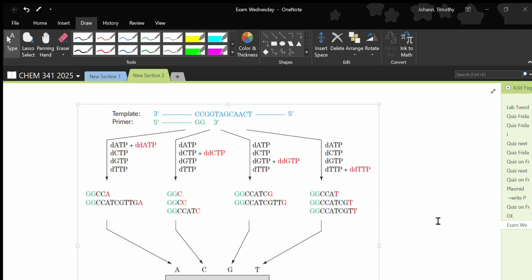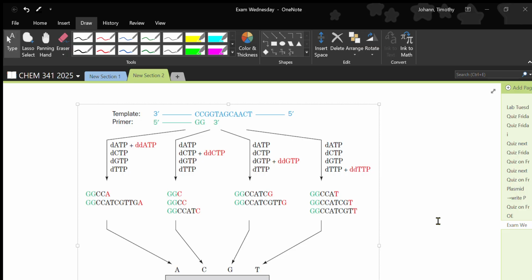So we've got this template. This is our primer. So the primer goes back here some, the DNA goes back here some. And so this reaction right here has dATP plus dideoxy ATP, right? So it's going to stop at every A. This one's going to stop at every C. This one's going to stop at every G. This is going to stop at every T.